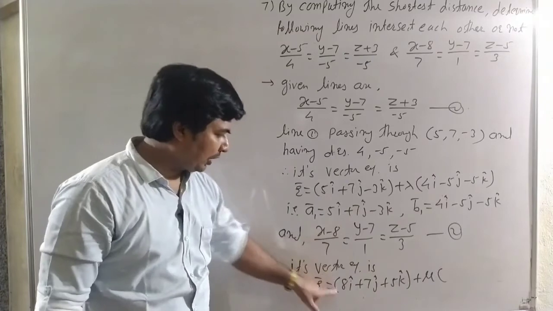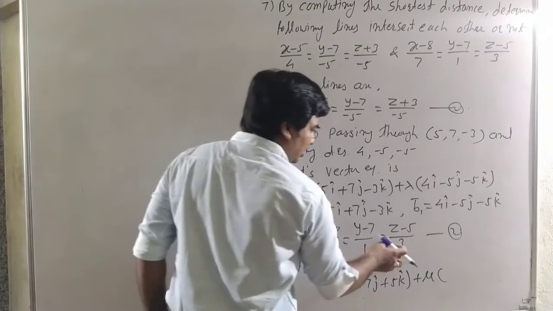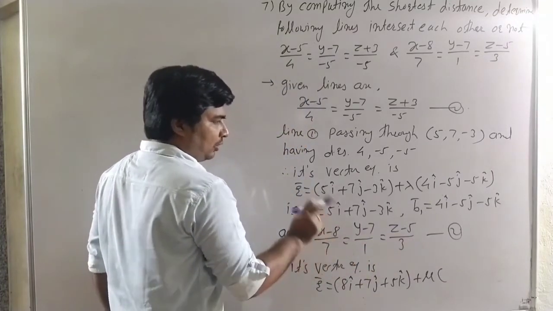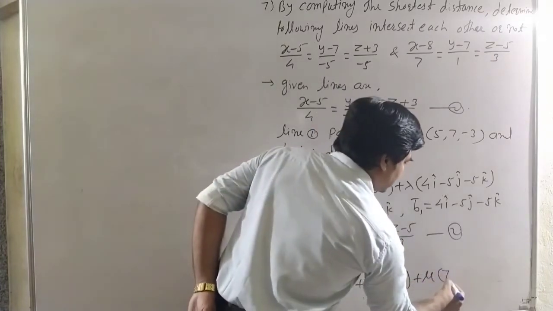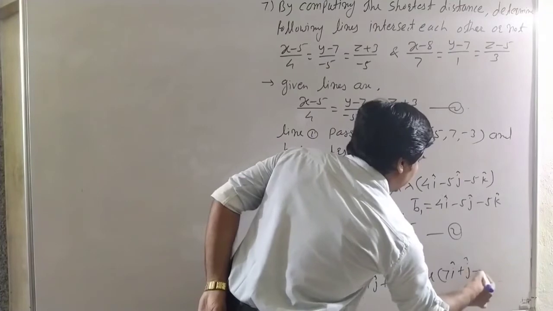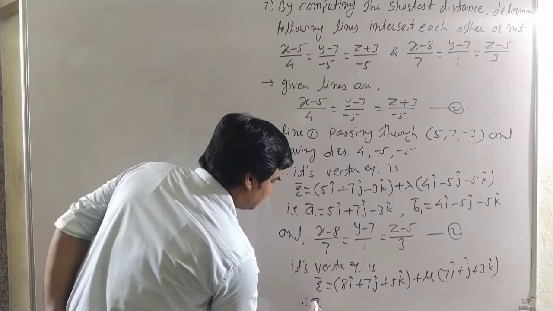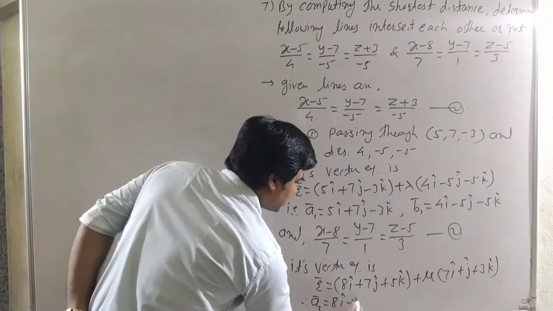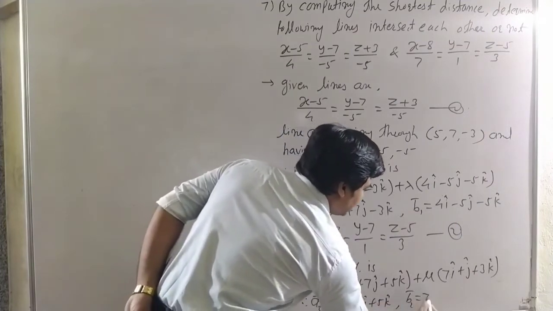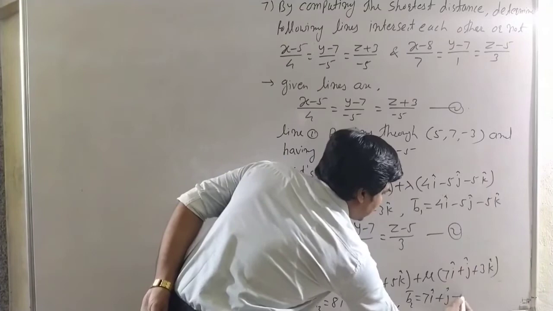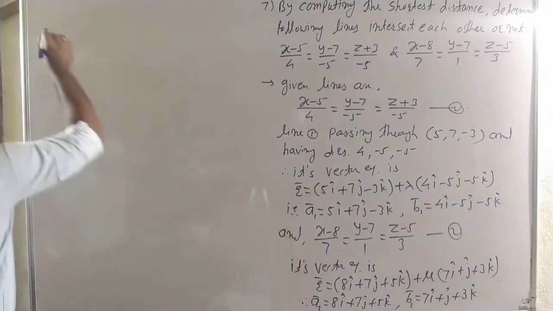That is, the line passes through the point 8i cap + 7j cap + 5k cap, and 7, 1, 3 are the direction ratios of the line. That means the vector parallel to the line is 7i cap + j cap + 3k cap. Therefore you can write a2 bar = 8i cap + 7j cap + 5k cap, and b2 bar = 7i cap + j cap + 3k cap. Now we know the shortest distance formula.